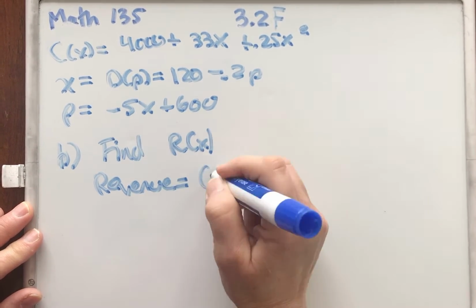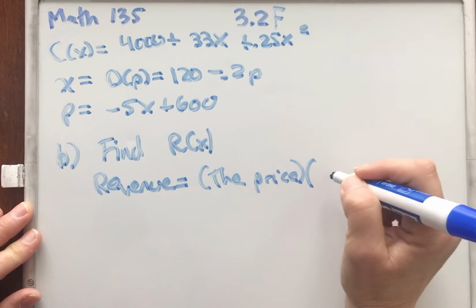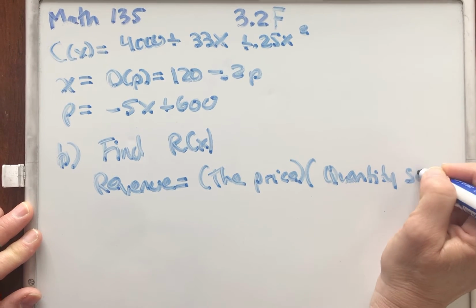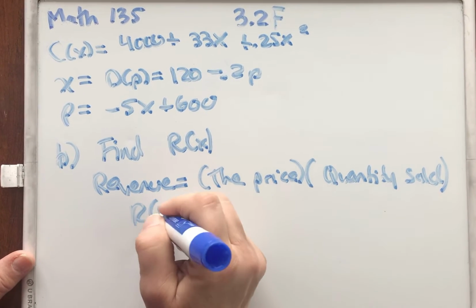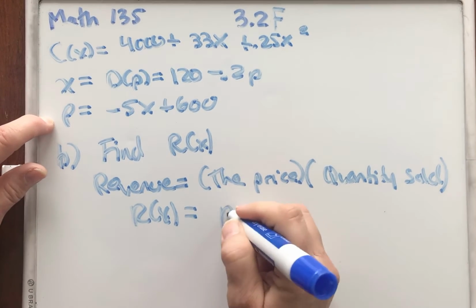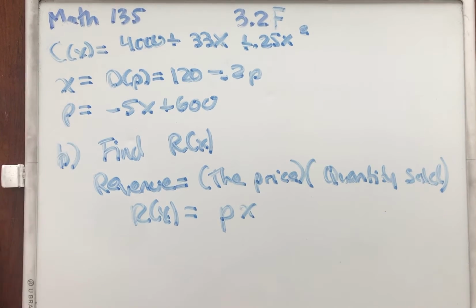Revenue equals the price times the quantity sold. Revenue equals the price times the quantity sold. That makes sense. So R of X equals the price, here we said P was the price, times the quantity sold, which we said was X.